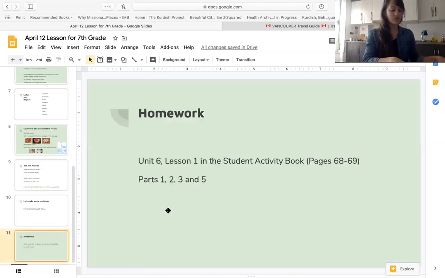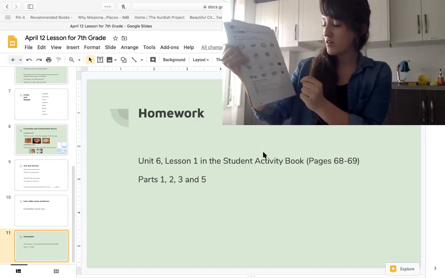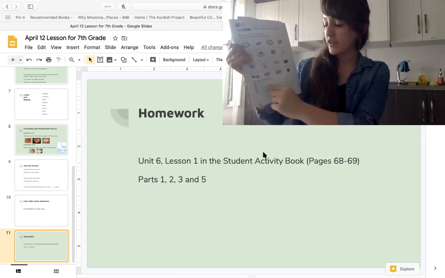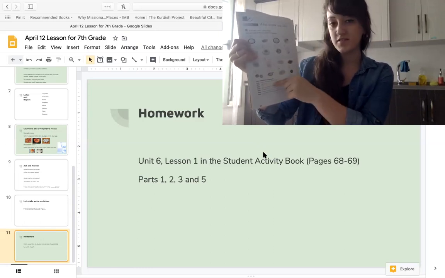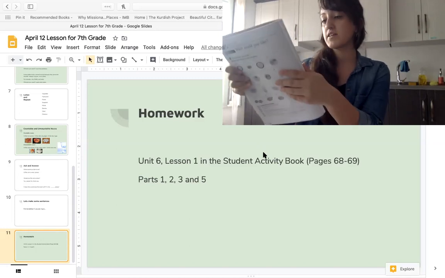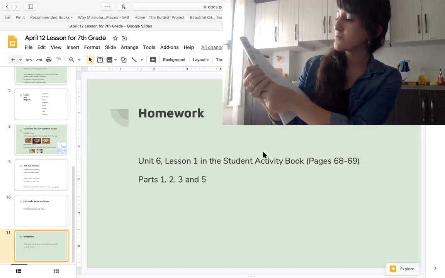For homework, you can also do Unit 6, Lesson 1 in your student activity book, pages 68 and 69, parts 1, 2, 3, and 5. In part 1, label the food. Here, complete the conversation by putting the correct food in each of these blanks. See here it says 10, find number 10, and write that food in this space. Send to me to correct. You can also do parts 2 and 3 on this page.